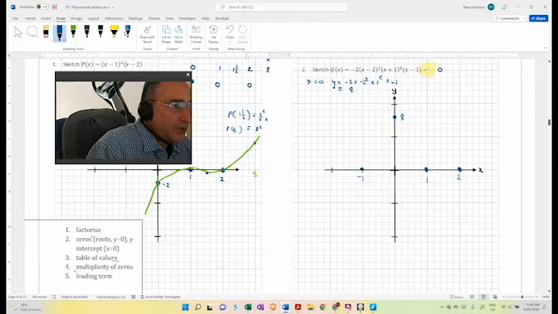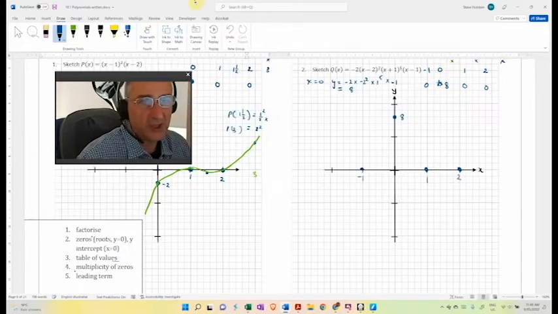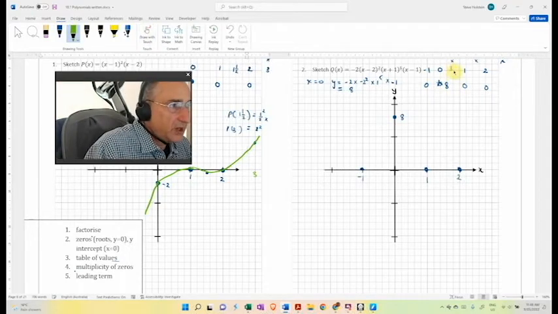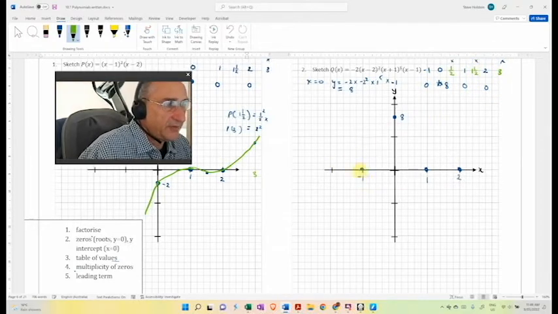I should put minus 1. We've got 1, and we've got x equals 2. So there's our 3 roots, and there's our y-intercept. Now, in between those roots, we want to have a look at, and I'll change the color for this, x equals a half, x equals 1.5, and x equals 3, so that we can get an idea of that shape between the roots.